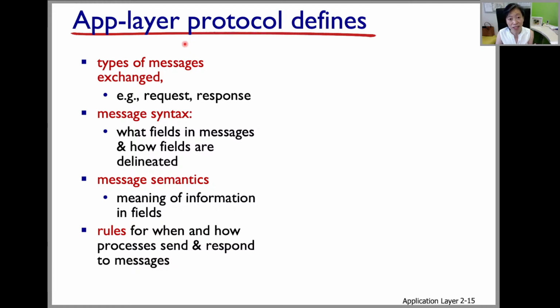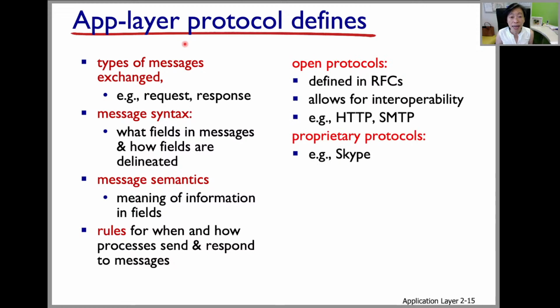So each application defines its own application layer protocol, defining the messages it requires and the syntax, semantics, and the rules of exchanging the messages. Now, many of these application layer protocols are open, meaning if you just Google, you identify, for example, the World Wide Web's application layer protocol. That is actually called HTTP, and it's defined in one of these RFC documents.